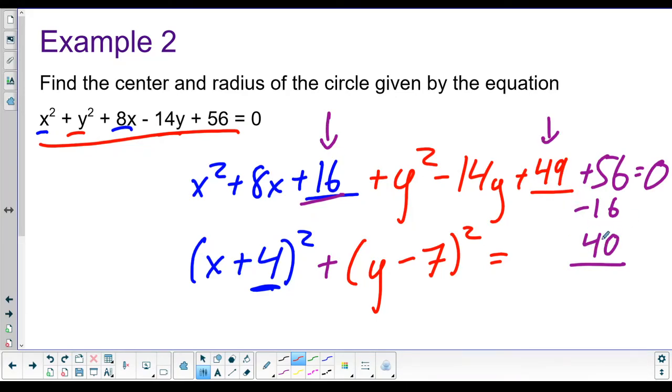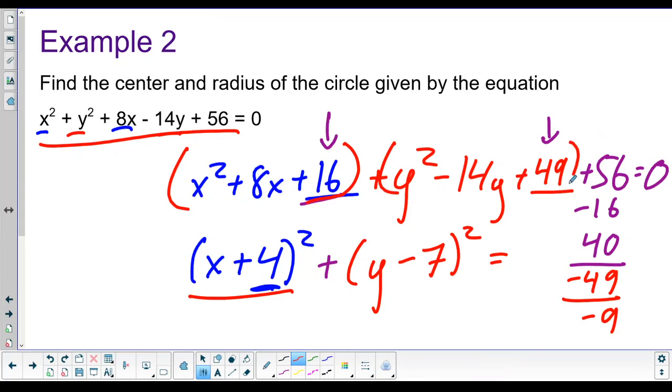So if I'm taking 49 and putting them here, I need to take 49 out of this. So we're going to subtract 49, and we get negative 9. Wonderful. So I've taken my 16 and put it here. This thing factored to this. I've taken 49, put it here. This whole chunk factors to this. And now what we have left over is negative 9.